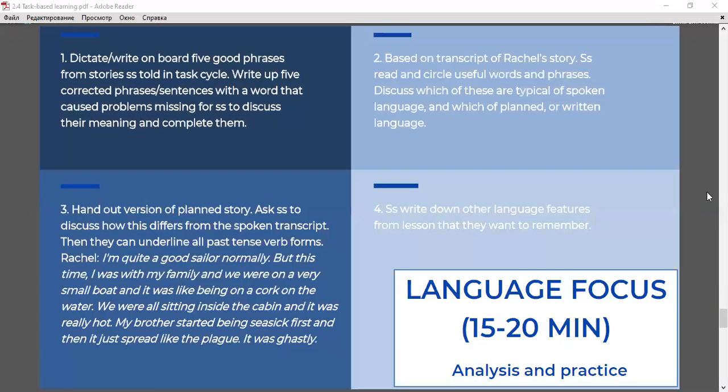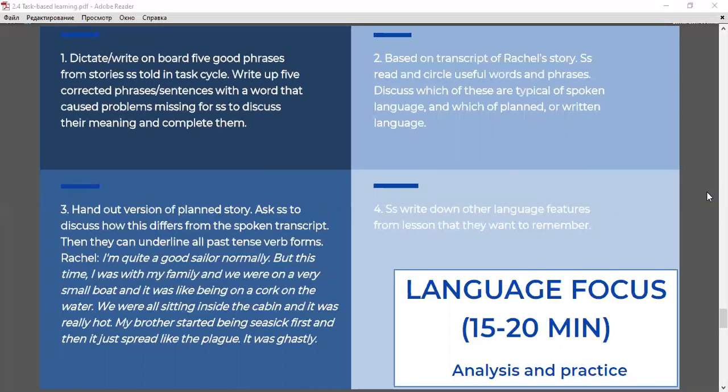The last stage is language focus, 15-20 minutes. First, dictation: write on the board 5 good phrases from the stories students told in the task cycle. Write up 5 corrected phrases or sentences with a word that caused problems missing, for students to discuss their meaning and complete them. The second one, based on the transcript of Rachel's story: students read and circle useful words and phrases, and discuss which of these are typical of spoken language and which of planned or written language.